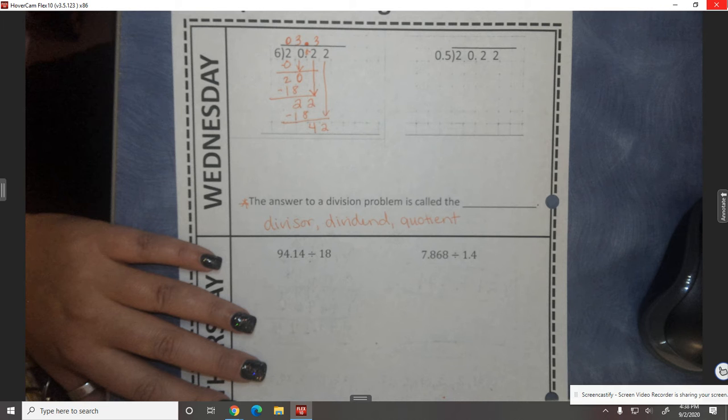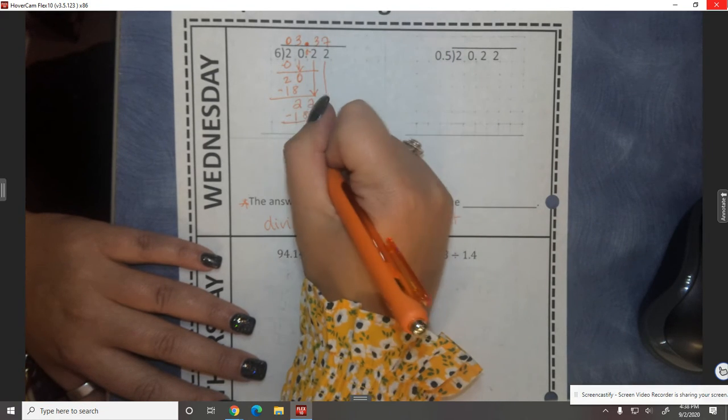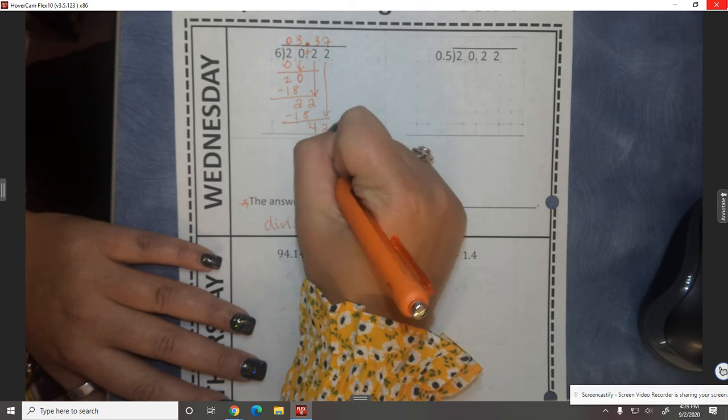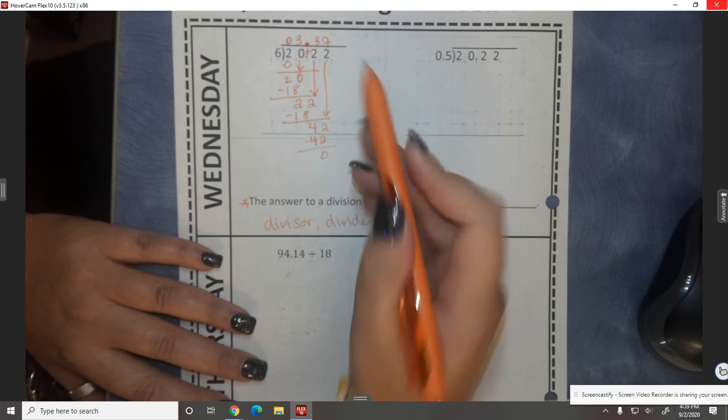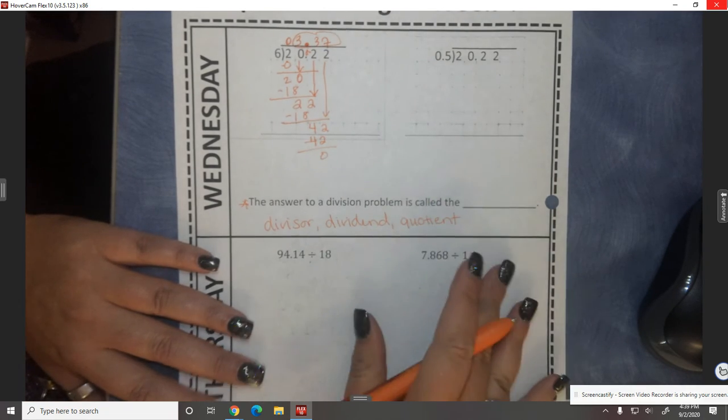Bring down my 2. And this is where you need to know your multiplication facts. 6 will go into 42 how many times? That's right, 7 times. We have nothing else to bring down. We have no remainder, so that means we are finished.